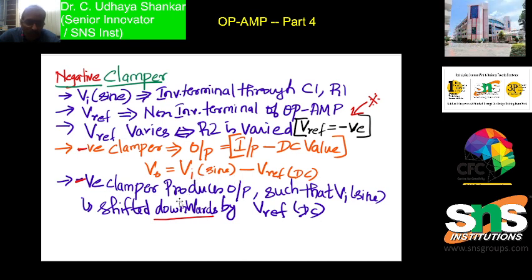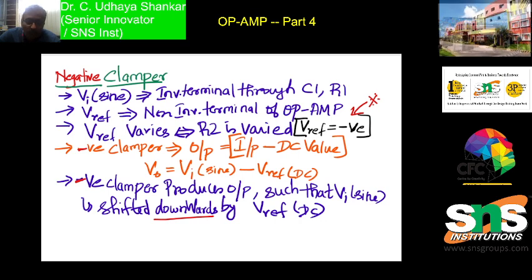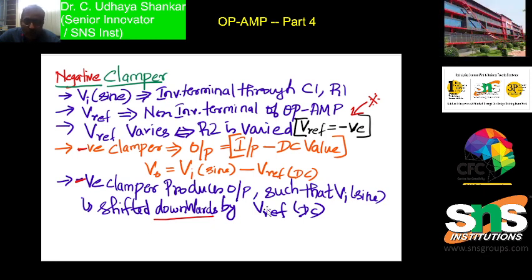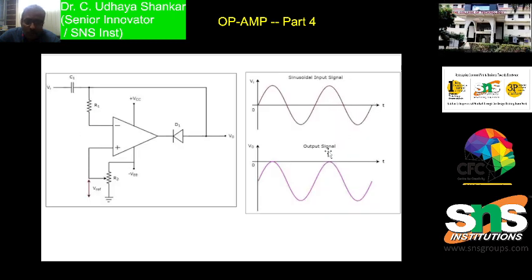So the negative clamper produces the output such that the input sine wave is shifted downwards by V reference, that is, the DC voltage which we are giving as the input. I hope you're all clear with the working and operation, and you can see the input and output waveforms as well as the circuit diagram.